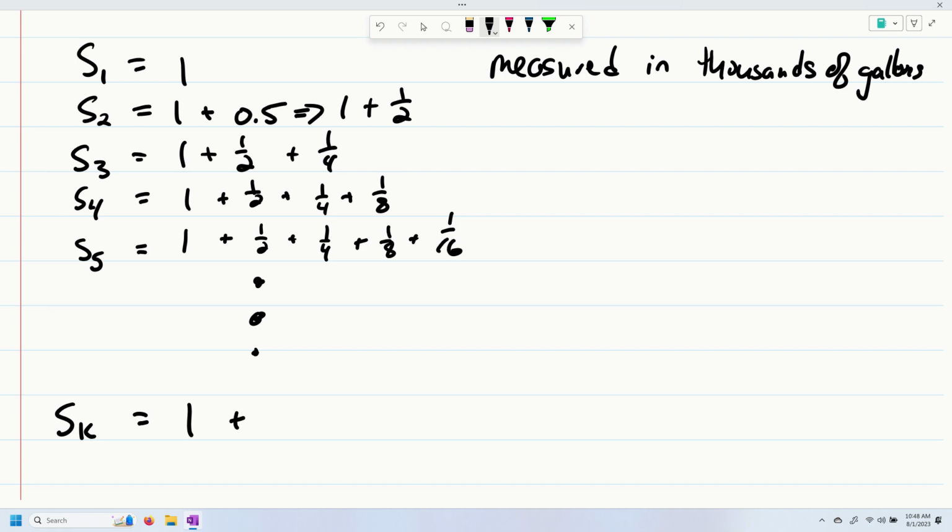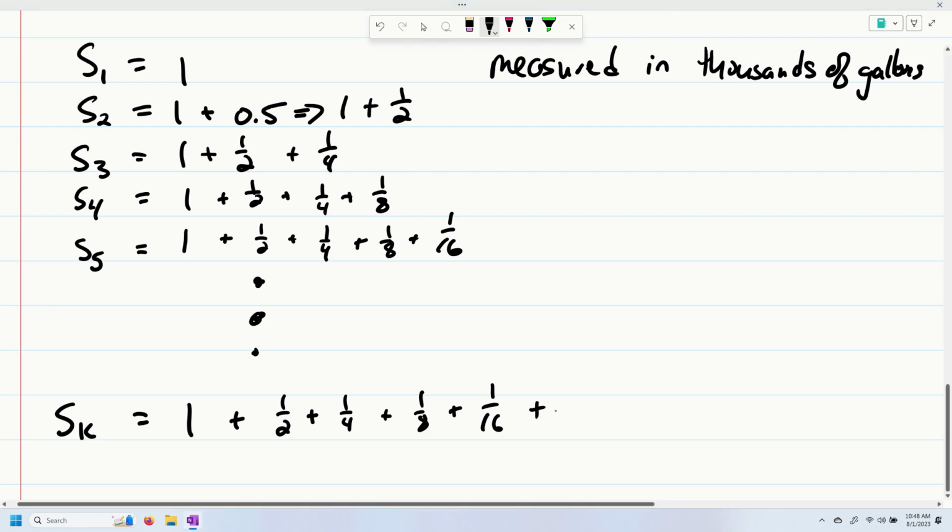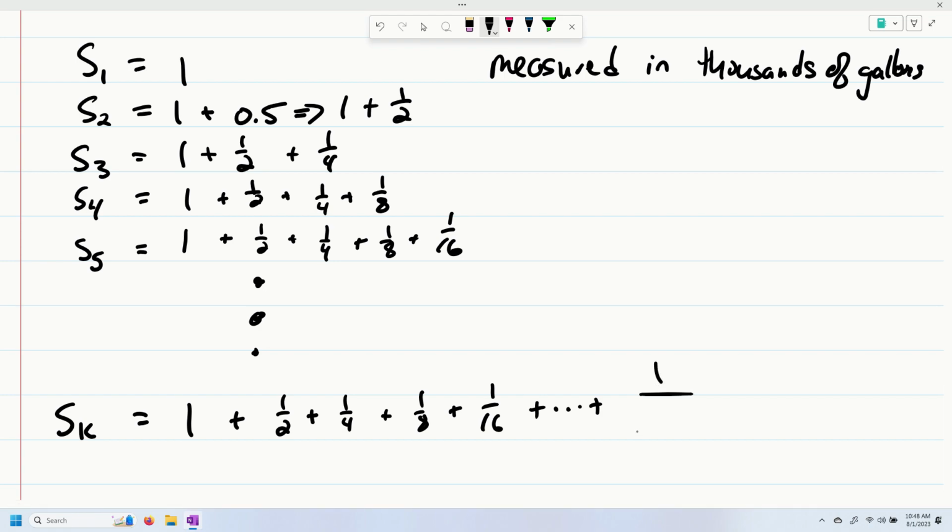Well, it's going to be 1 plus a half plus a fourth plus an eighth plus a 16th, and it's going to go all the way down to 1 over 2 to the k minus 1. And we can rewrite that in series notation as the summation from n equals 1 to k of 1/2 raised to the n minus 1 power.